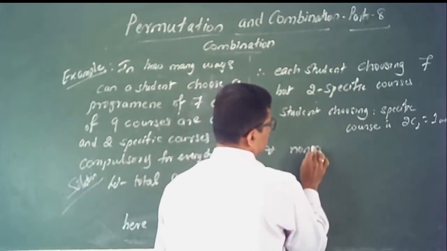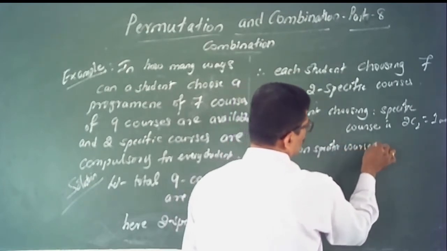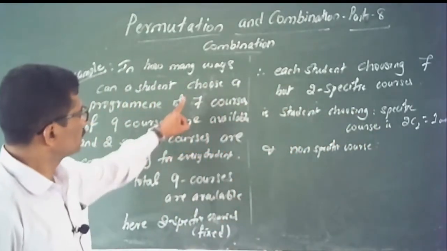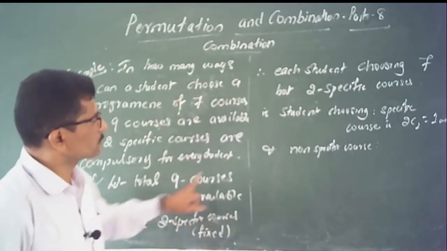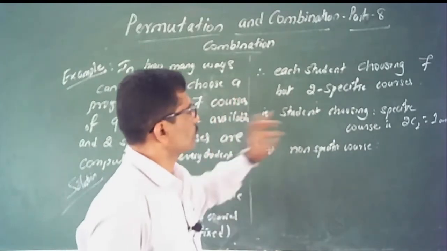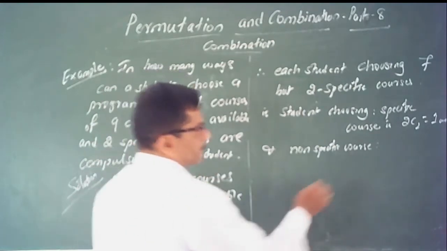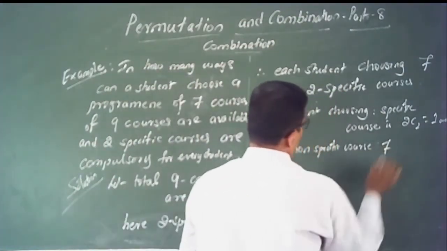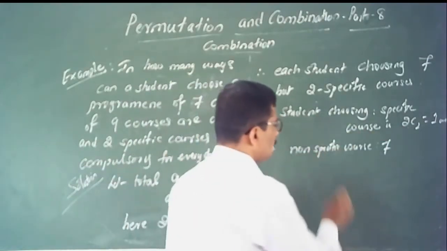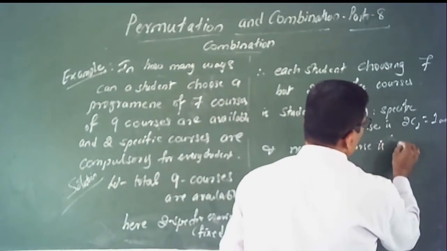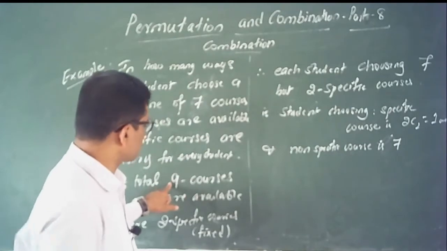Non-specific course. How many non-specific courses? Total is 9 courses, 2 are the specific courses. Therefore, the students choose 7 courses. Here it is given that 7 is the non-specific courses. Therefore, students choosing the specific course is 2C2, and non-specific course is out of 7. Total is 9, 2 is specific.